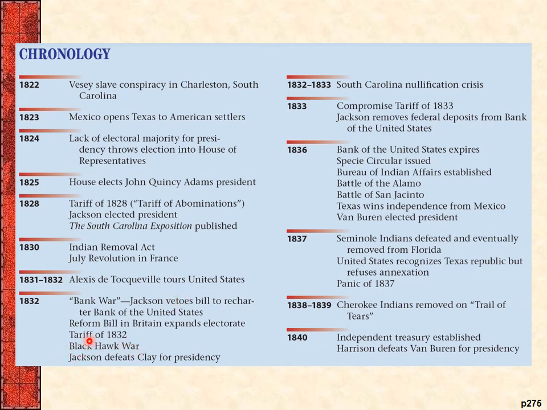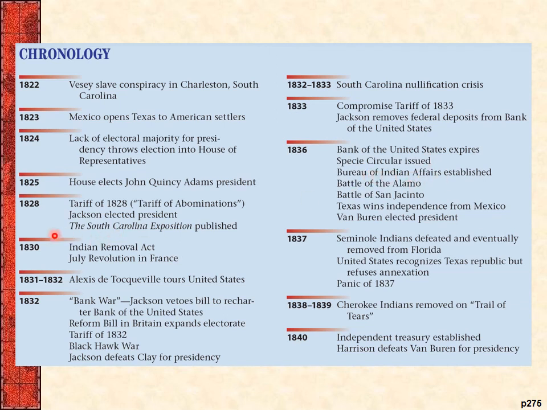You also got the Black Hawk War that happens in our neck of the woods. Jackson defeats Clay for the presidency. He's reelected. You get the nullification crisis of the Tariff of Abominations. It's occurring pretty much at the same time as the Bank War. You get Henry Clay's Compromise Tariff of 1833. And then you also have Jackson removing federal deposits from the Bank of the United States. 1836, the Bank of the United States is completely gone. You get that Specie Circular problem that happens. They create the Bureau of Indian Affairs.